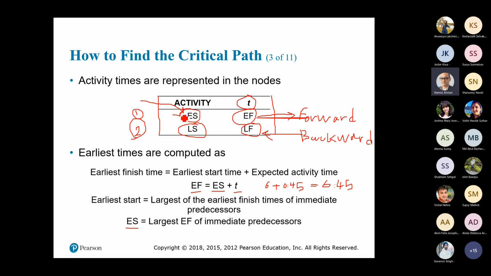Earliest start can be easily calculated by looking at the previous activities. The longest time that it takes to finish the previous activities will be considered as the earliest start of these activities. Okay. And how to calculate earliest finish? We have a formula for that. Earliest finish is calculated as earliest start plus completion time. So this way I'm able to calculate all requirements for the forward calculations.